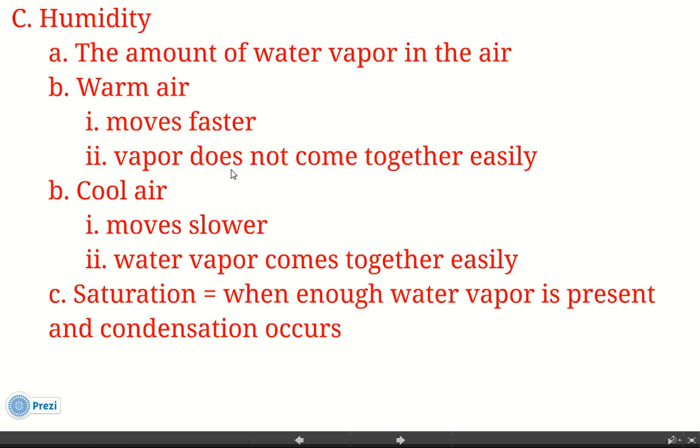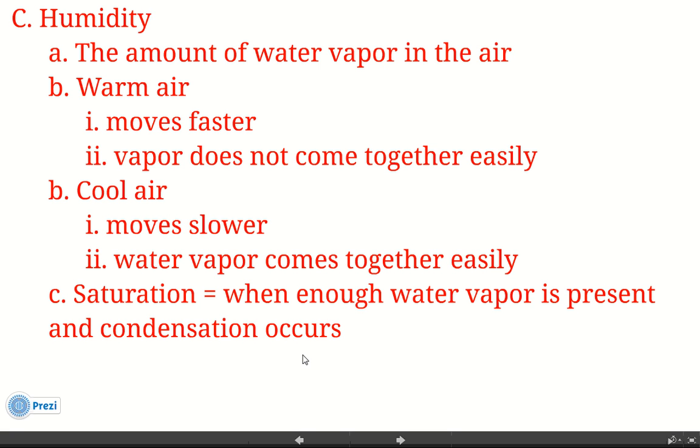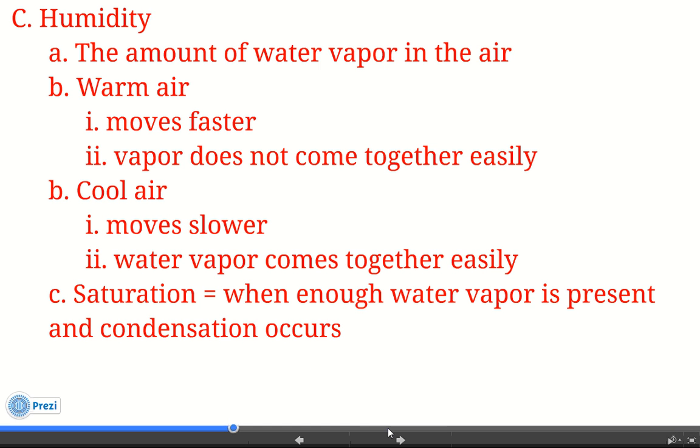Okay, notice you have does not come and does come. So this should be a D. Saturation is when enough water vapor is present and condensation occurs. Okay, when you see dew on the grass, that's because the air near the grass is saturated with water vapor. Pause it and come back when you're done writing.